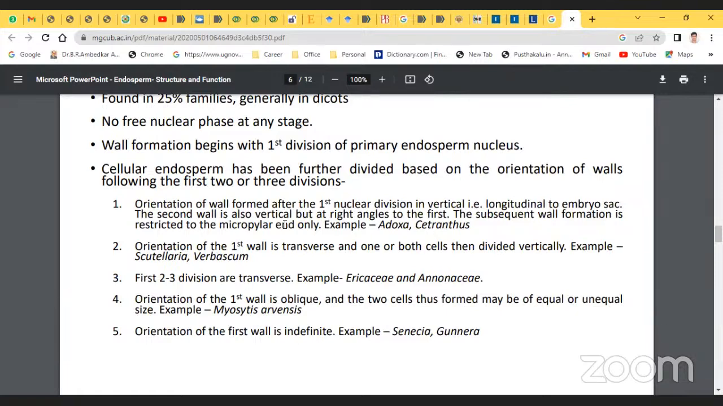When the orientation of the first wall is oblique, the two cells formed may be of equal or unequal size. Examples are Myosotis and Arvensis. Another orientation of the first wall is seen in Cinchona and Gunnera. So here also endosperm haustoria are present.